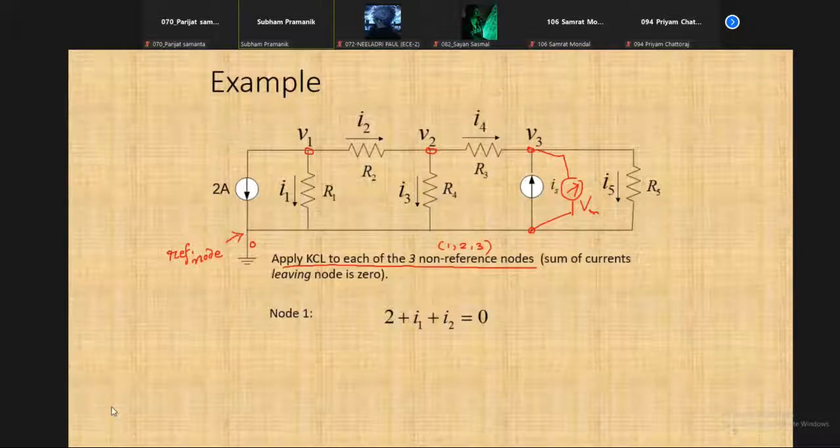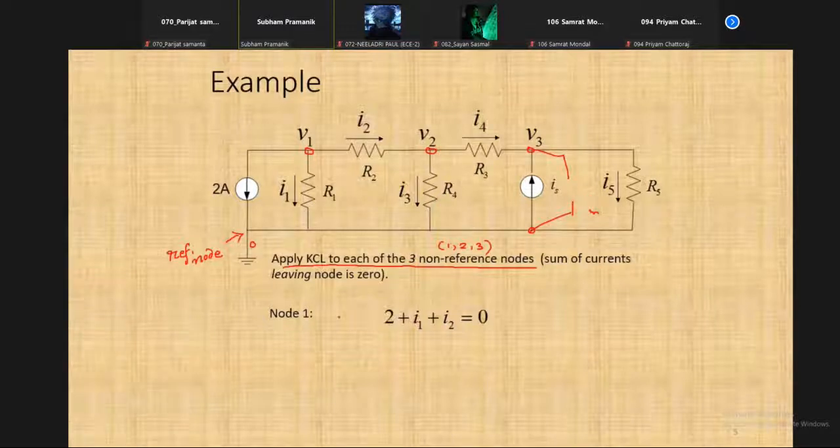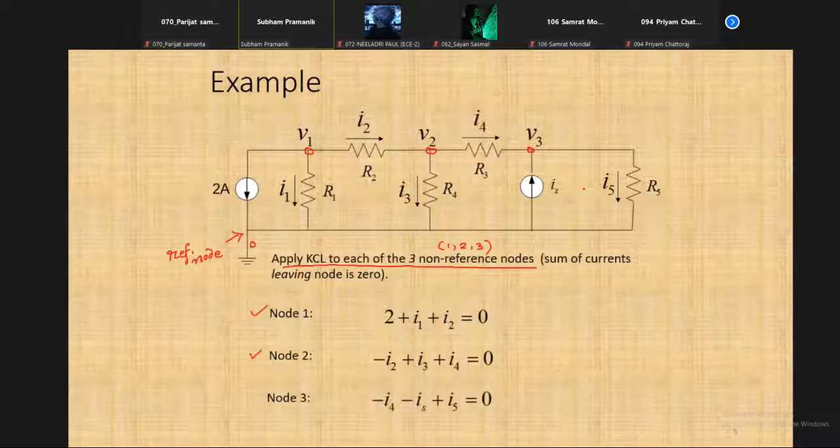Let me erase this part, otherwise this will create confusion. Anyway, so now we have this case for node 1, this is the KCL. For node 2, you can see I3, I4 are leaving, but I2 is entering. Accordingly, we have chosen the sign. Similarly, for node 3, you see that I5 is leaving only. Otherwise, I4 and IS, all of them are entering. Accordingly, we have chosen signs. So these are the node equations.